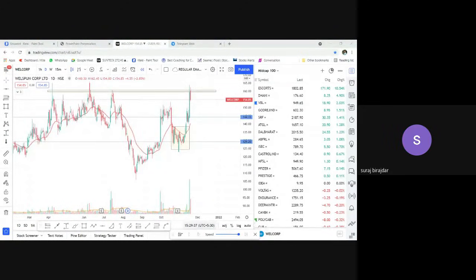Should I average it further, sir, or what should I do, should I hold? I would not suggest anyone to average any stock, because averaging will lead to more averaging whenever the price keeps on falling, so it becomes a habit.